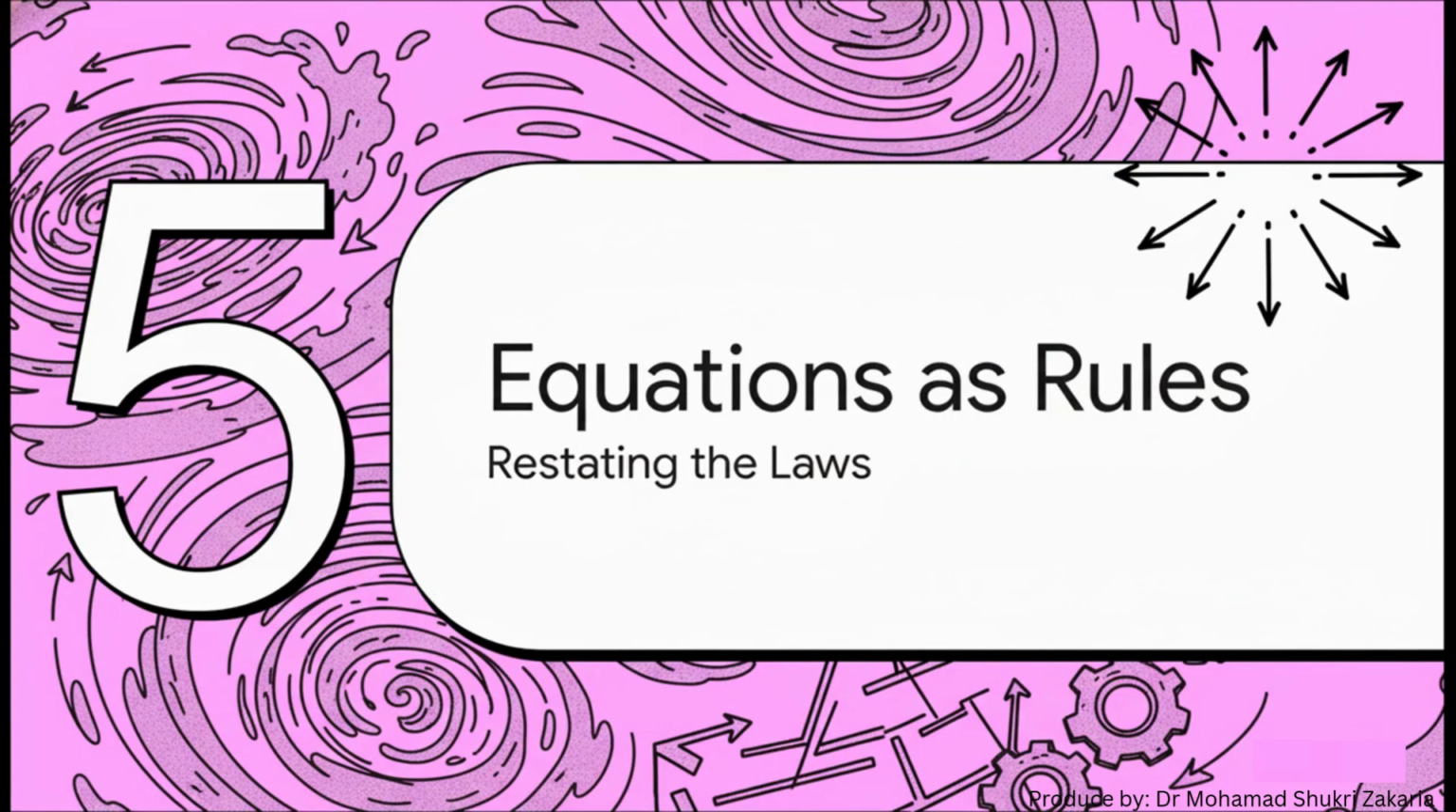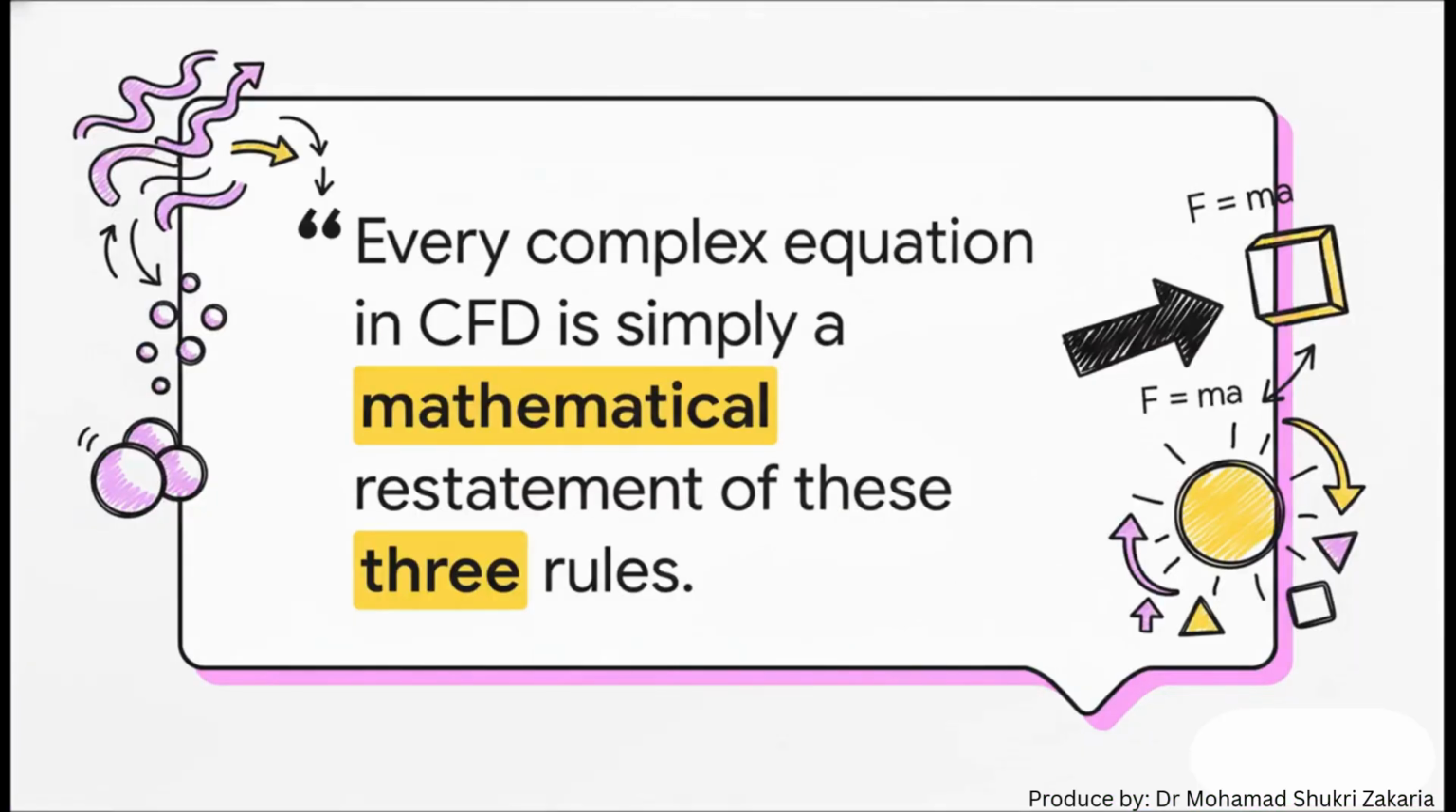Okay, let's tie this all together, because getting this next point is really the key to truly understanding the governing equations. So here's the most crucial point, the big takeaway. Every complex equation in computational fluid dynamics is simply a mathematical restatement of those 3 rules. The continuity equation, that's just a fancy way of saying mass is conserved. The Navier-Stokes equations, that's just a very detailed, very specific version of F equals ma. And the energy equation, you guessed it, is a statement of energy conservation. So the math might look really difficult, but the physics behind it is actually pretty straightforward.